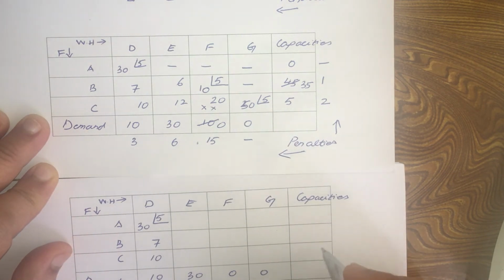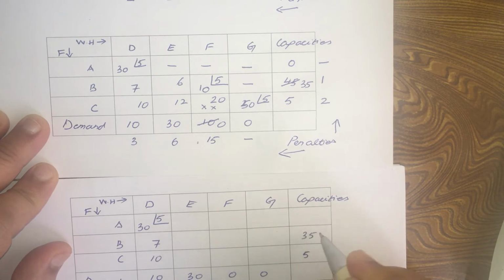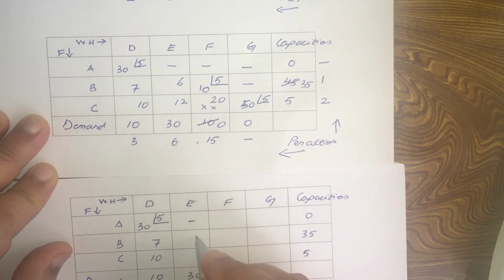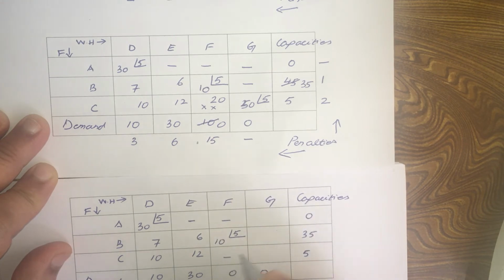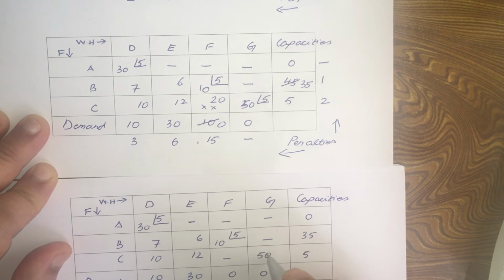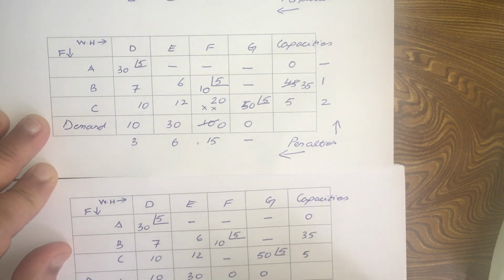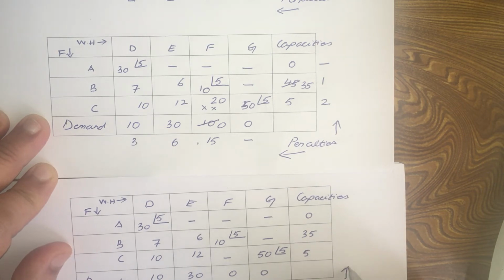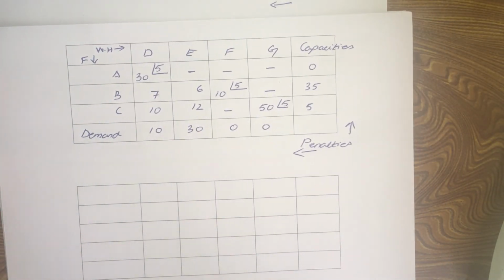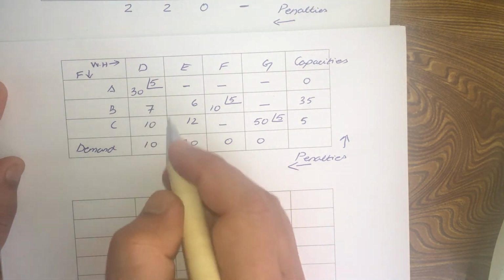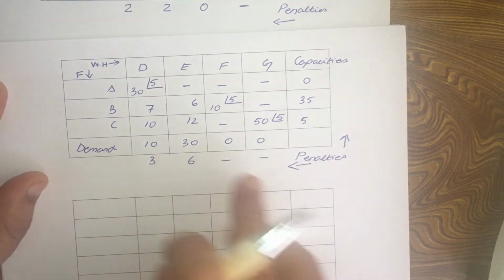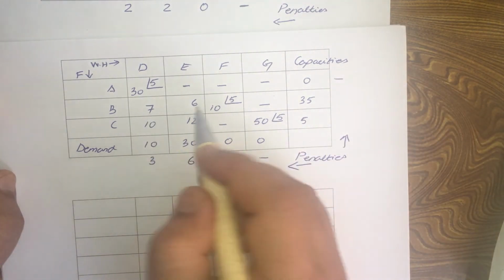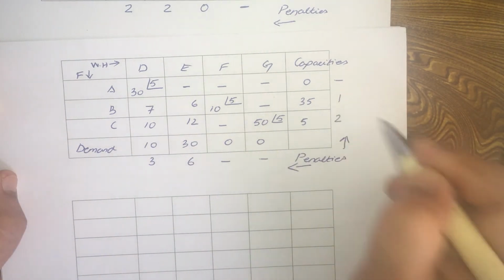Okay, so here we're left with 5. This is 35. This is 0. Dash, 6 and 12, dash. Okay. Now again find the penalties. So difference here, 7 and 10, 3, 6 and 12, 6. We don't find the penalty for these two because we have met the demand. Here also you need to find the penalty, 7 and 6, 1, 10 and 12, 2.